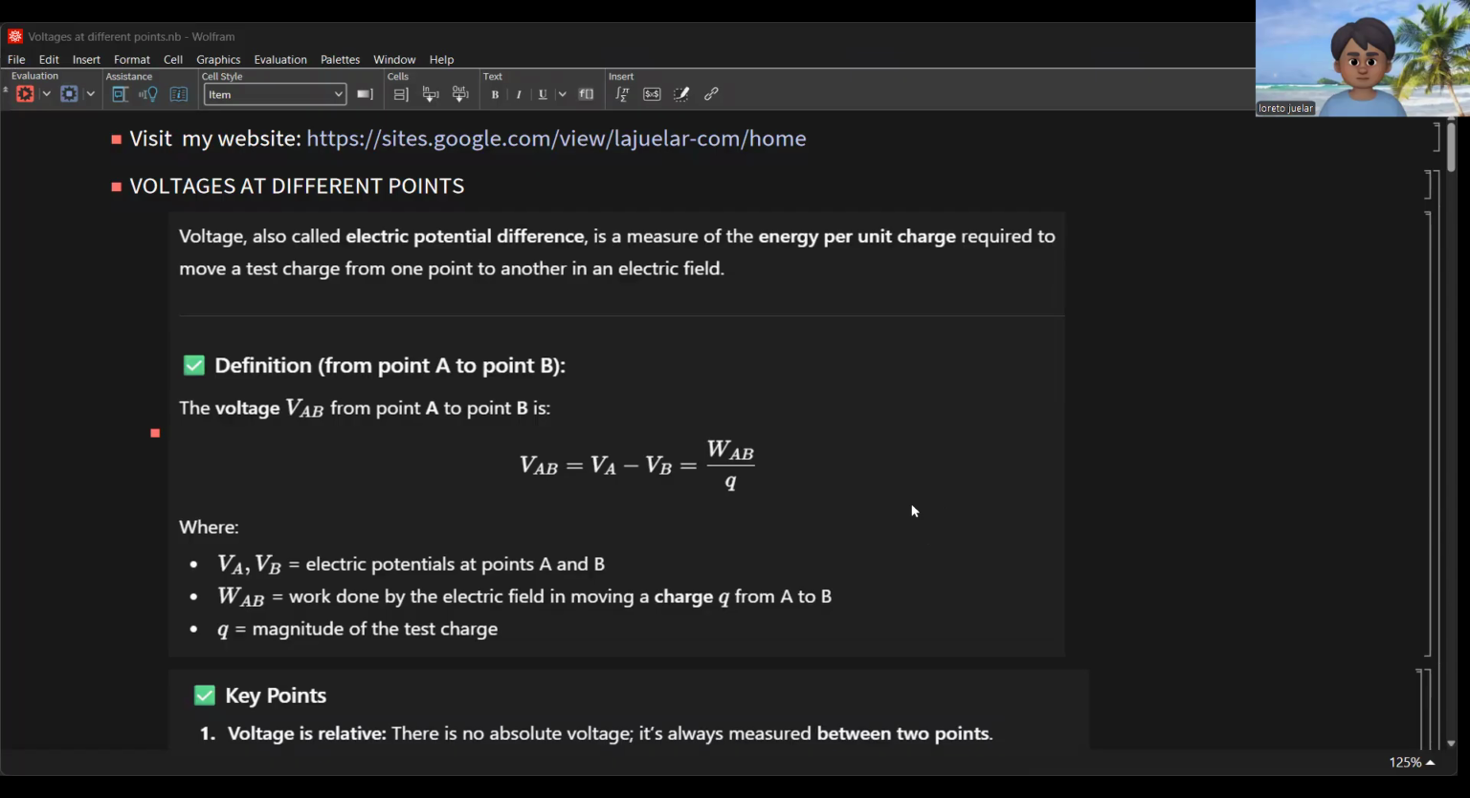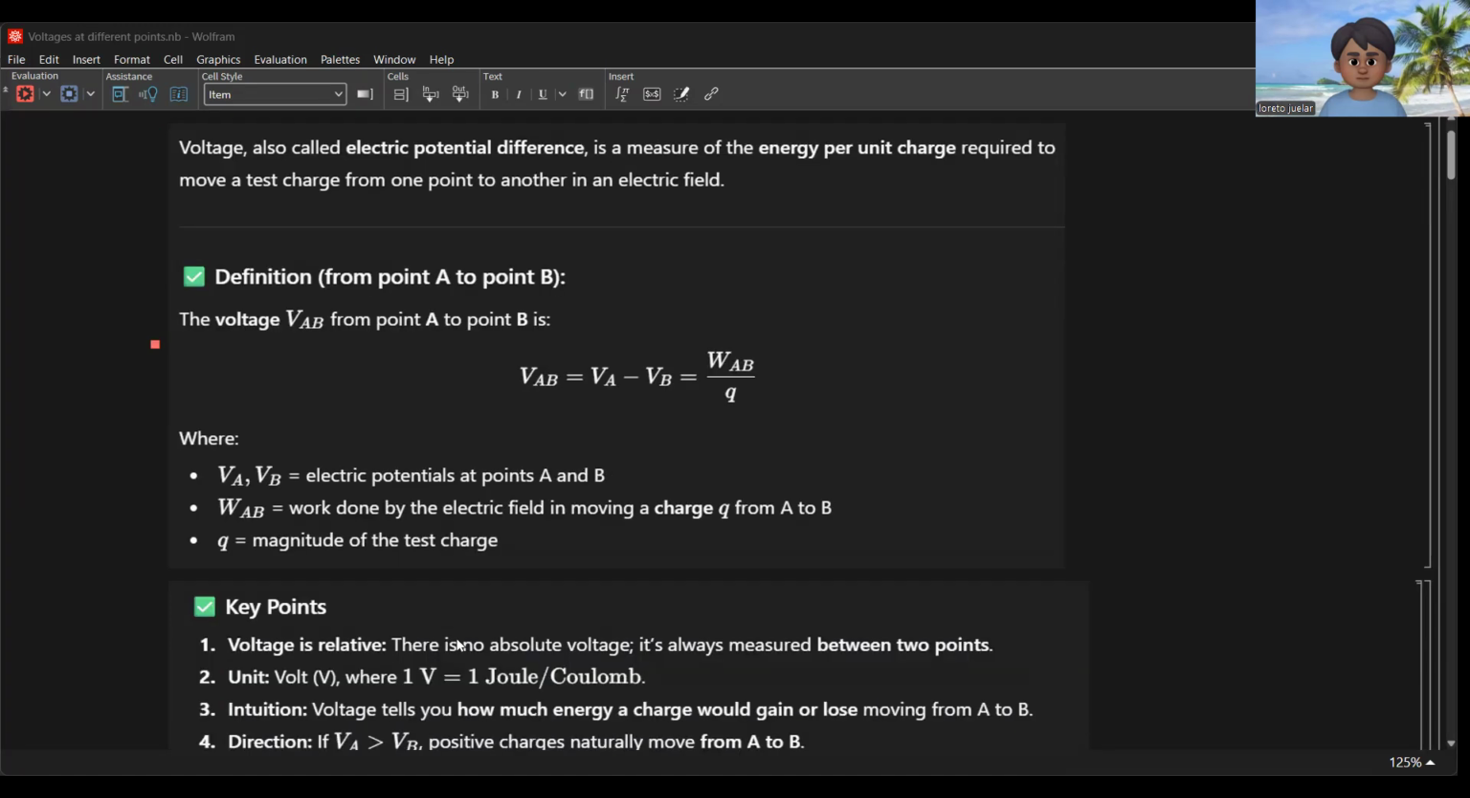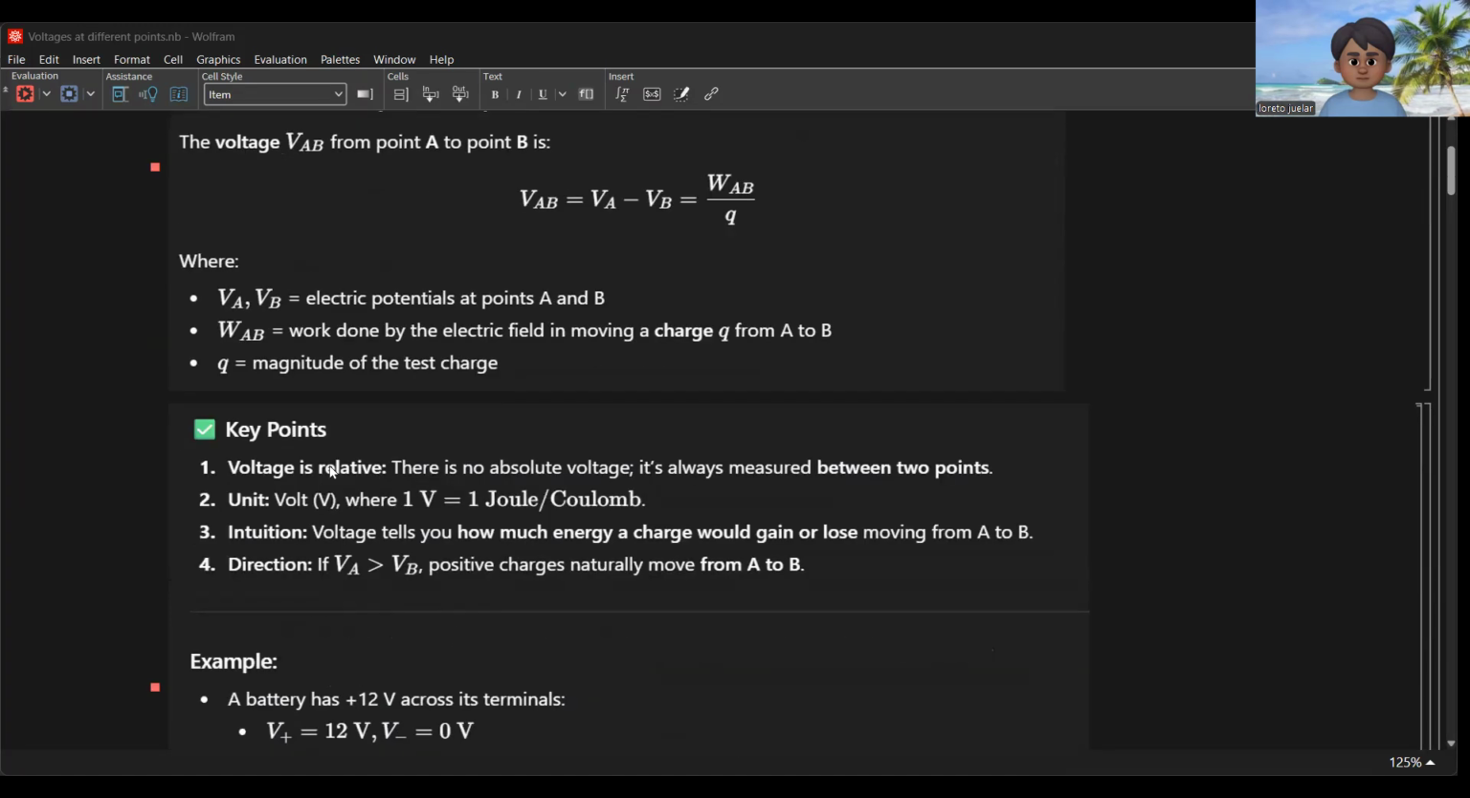So the voltage from A to B is defined to be equal to the work done by the electric field in moving a charge Q from A to B. So Q here is the magnitude of the test charge. The key points here: a voltage is relative. There is no absolute voltage. It's always measured between 2 points.